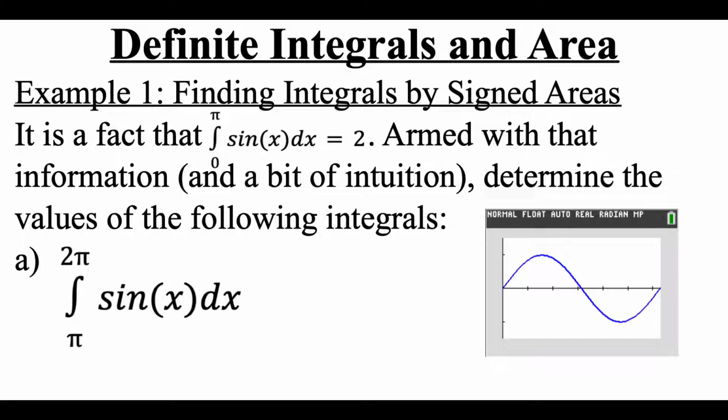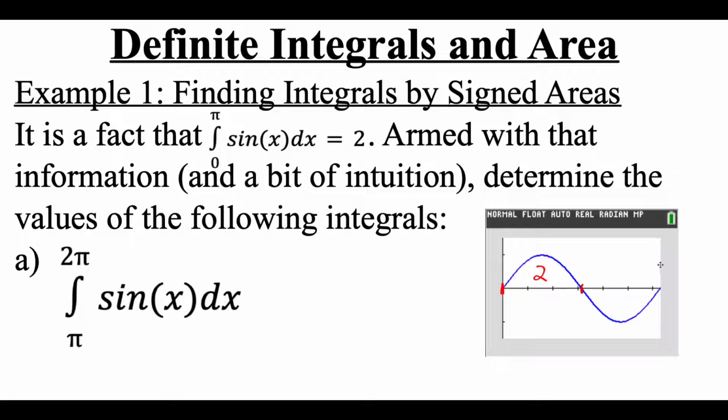In this example, we're going to look at finding some integrals by giving you a little bit of information. It's a fact that the integral of the sine of x from 0 to pi is 2. As we look at this picture, 0 is right here, pi is right here. The area between this curve and our x-axis has an area of 2. We're going to use that information and a little bit of intuition to help us find a few more integral values. The first one we're going to look at is the integral from pi to 2 pi of the sine of x dx.